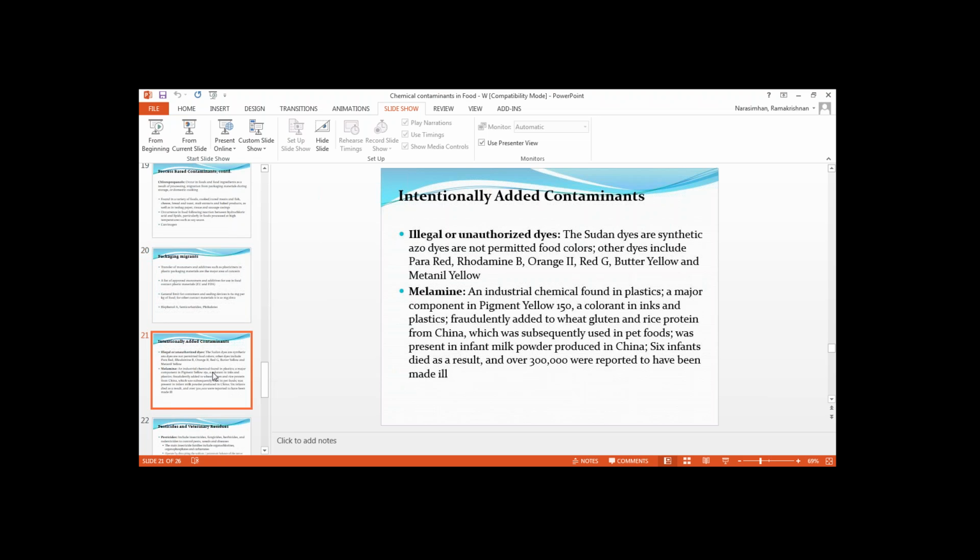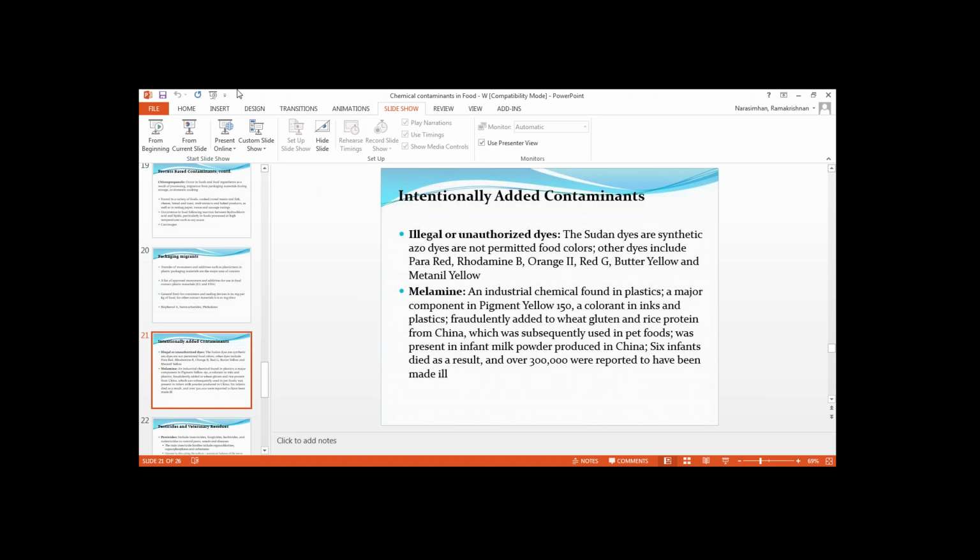And let me talk about deliberately added contaminants, otherwise known as intentionally added contaminants. There is no limit to what chemical contaminants might be deliberately added to food during manufacture in order to cause harm to the consumer.